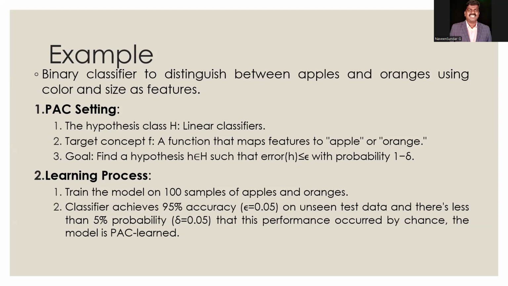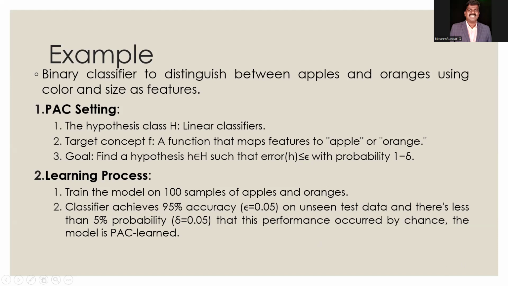The target concept is how we map and classify into apple or orange. That is our target concept F, and the goal is finding the hypothesis H whose error is less than epsilon with probability 1 minus delta. That means it should have a minimal error rate. Then only can we say it reaches the maximum probability.